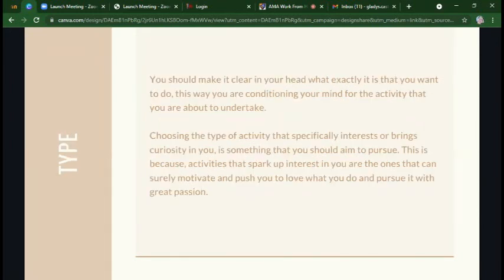So we should make it clear in our mind exactly what it is that we want to do. This way we are conditioning our mind for the activity that we are about to undertake. Choosing the type of activity that specifically interests or brings curiosity in us is something that we should aim to pursue, because activities that spark interest in us are the ones that can surely motivate us to love what we do and to pursue it with great passion.